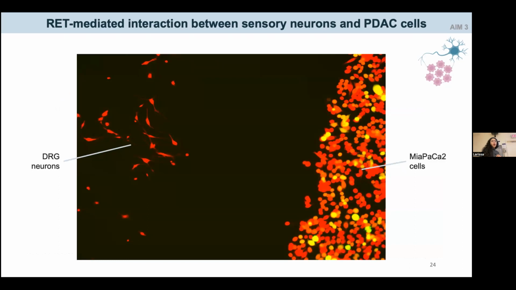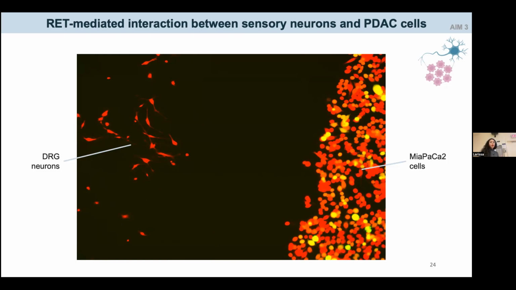In this image, we have a representative picture of the cell migration assay that I'm currently optimizing. On the left-hand side, we can observe the DRG neurons, and on the right-hand side, no, it's opposite. Here we can see the DRG, and on this side we can see the PDAC cells, where I was working with the MIA-PaCa2 cells.